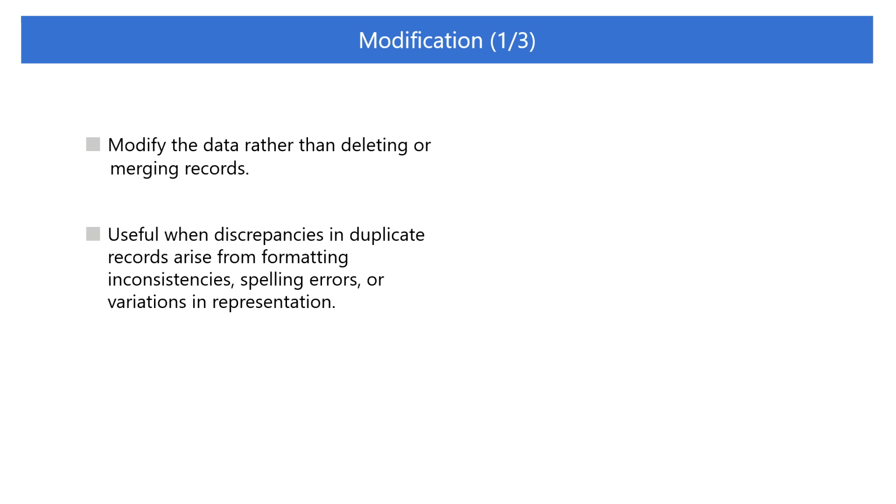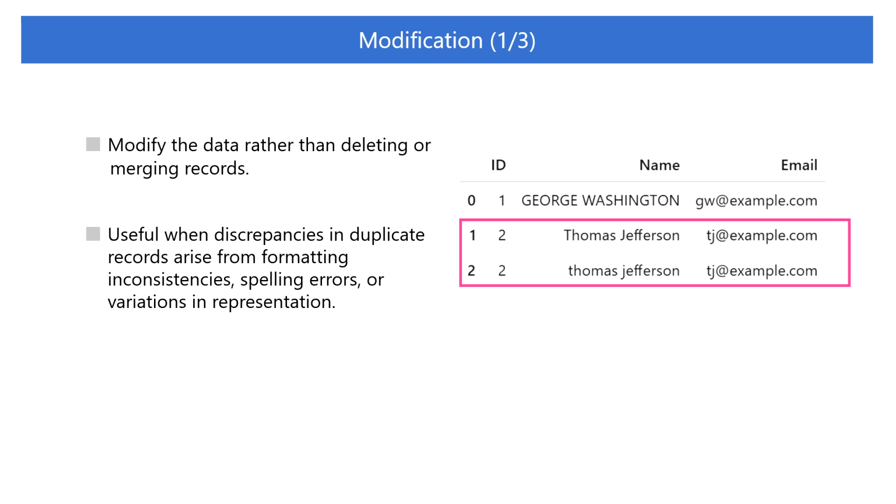Another method for handling duplicates is modification. In modification, we modify the data rather than deleting or merging records. This approach is useful when discrepancies in duplicate records arise from formatting inconsistencies, spelling errors, or variations in representation. For instance, consider a dataset where names appear in different formats due to capitalization differences. In this example, converting all names to lowercase ensures consistency, making it easier to detect and handle duplicates.